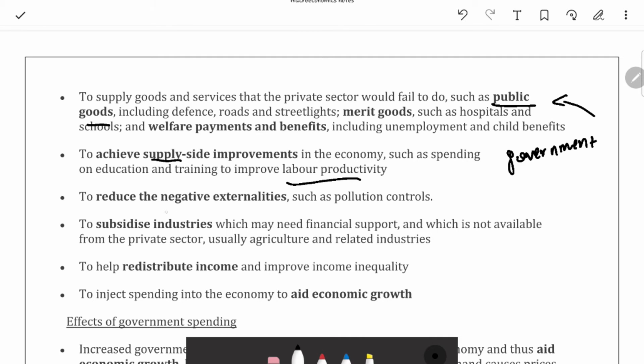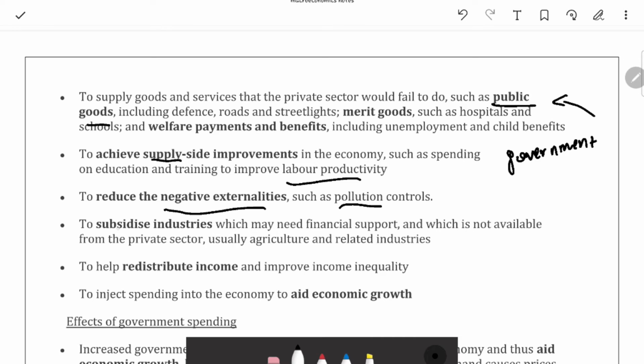The next one is negative externalities. We had a look at this in chapters 1 to 3 when we had a look at market failure. Negative externalities are simply like pollution, or something. When the producer produces something, there can be negative externalities, and it's the government's aim to reduce this.